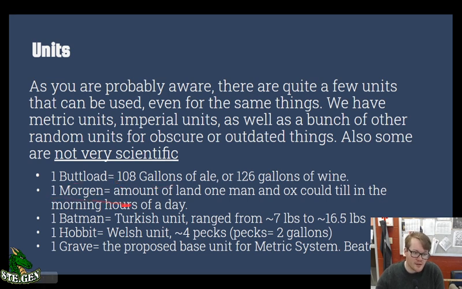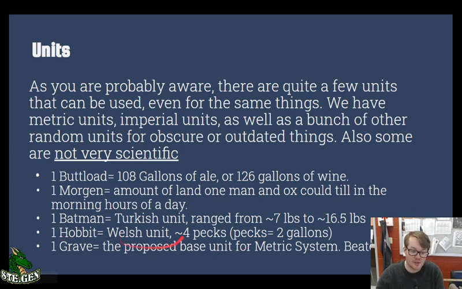1 morgen is the amount of land one man and an ox can till in the morning hours of a day. So if your property was 5 morgens, that means that it would take a man and an ox 5 mornings to till all of the soil. 1 batman, I think it's actually pronounced Batman, is a Turkish unit that ranged from about 7 pounds to 16.5 pounds historically. They don't use it anymore, but it's an old unit.